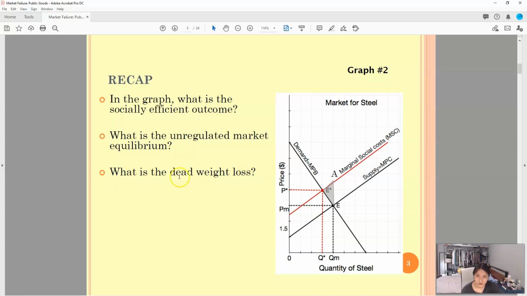What is the deadweight loss? As I introduced in the last video, an easier way to decide the deadweight loss is to first find the unregulated market equilibrium E, then find the corresponding quantity Qm, connect E and Qm, and extend this line to marginal social costs at A. The triangle enclosed by the unregulated market equilibrium, the social equilibrium, and A is the deadweight loss.